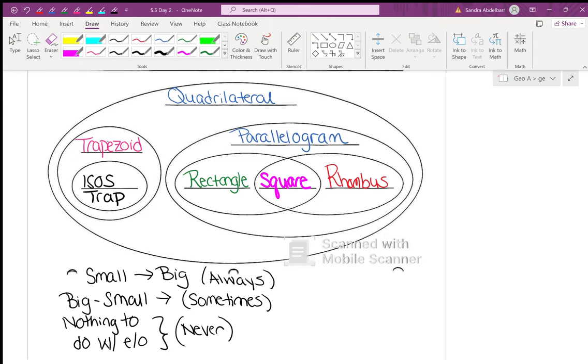Okay, let's see. So a rectangle is a rhombus. I'm going to tell you it is sometimes. A rectangle is a rhombus if that rhombus is a square, because that's where they overlap. All right, what about a rhombus is a rectangle? Always, sometimes, or never?